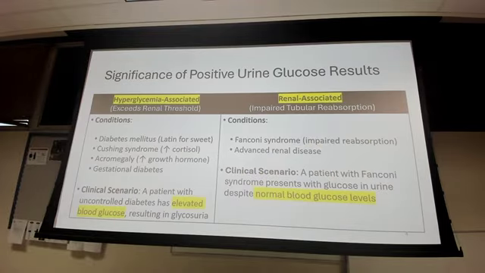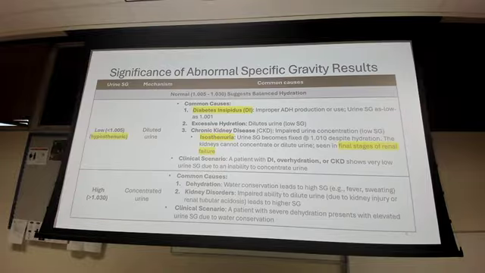All right, significance of positive urine glucose results. So just know the difference between that hyperglycemic associated versus renal associated, okay? So hyperglycemic associated, what's that top condition? Diabetes. And the renal associated, that top one there? Fanconi syndrome, correct.